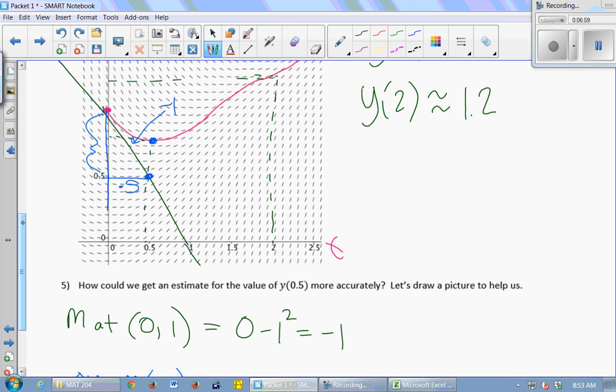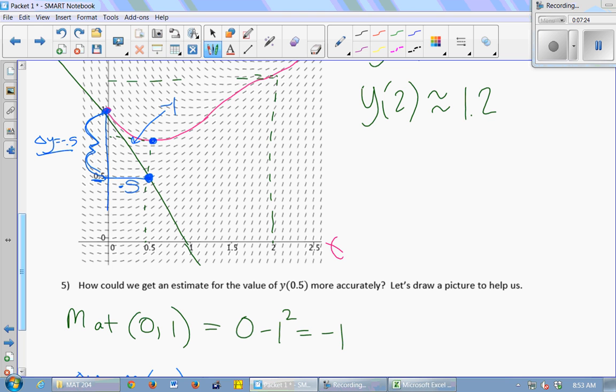So my y value started at 1, and this change in y is -0.5, which means that what's the y value of this point right here? 0.5. Yeah, this y value is 1. We go down by a half. That's my change in y. So the y value right here is a half.